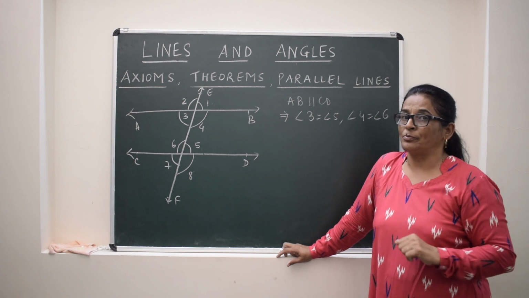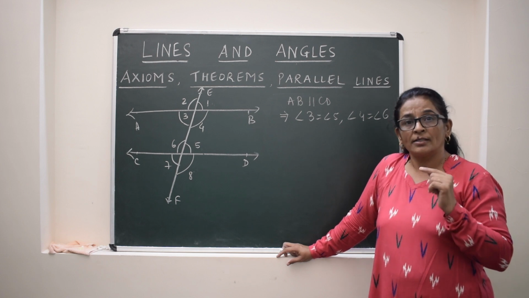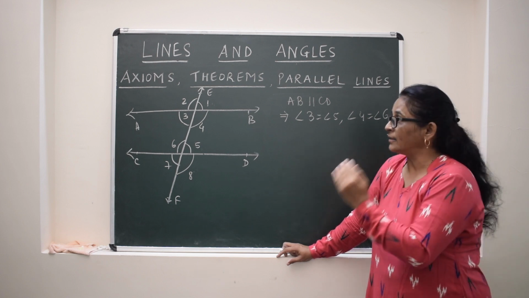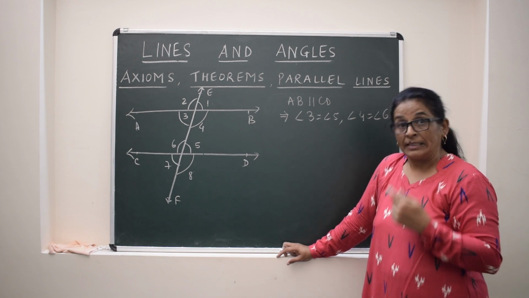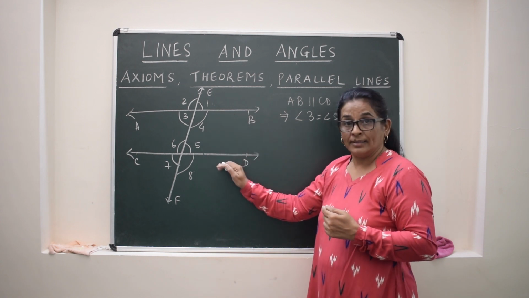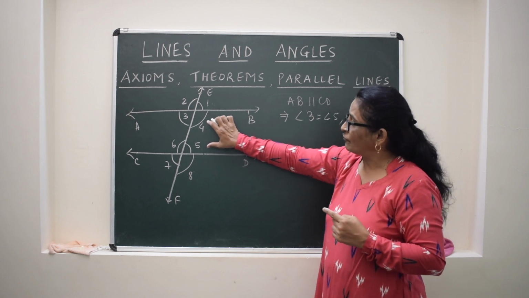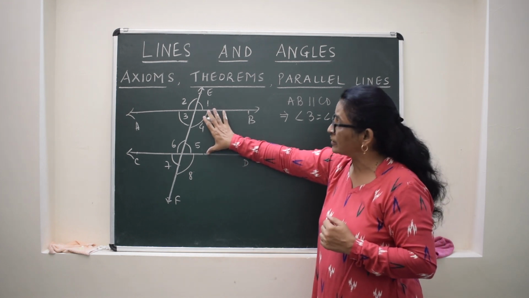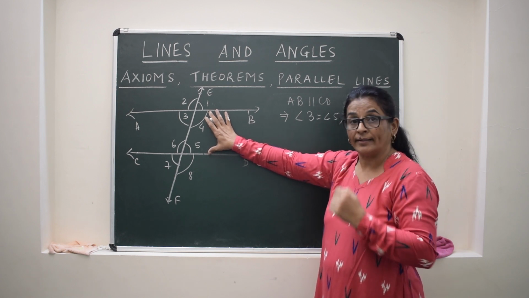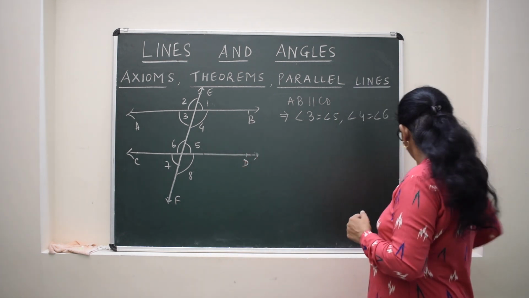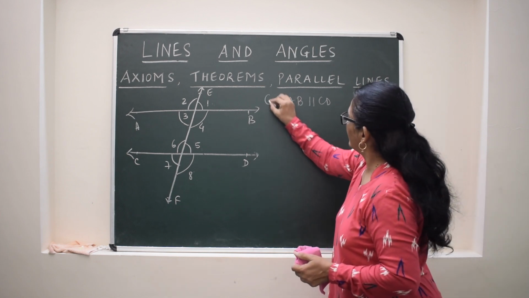Now the next theorem is based on co-interior angles. Co-interior angles are also called consecutive interior angles, or the interior angles formed on the same side of the transversal. The theorem says that if two lines are parallel, then the co-interior angles are supplementary. It means the interior angles formed on the same side of the transversal are supplementary, meaning their sum is equal to 180 degrees.